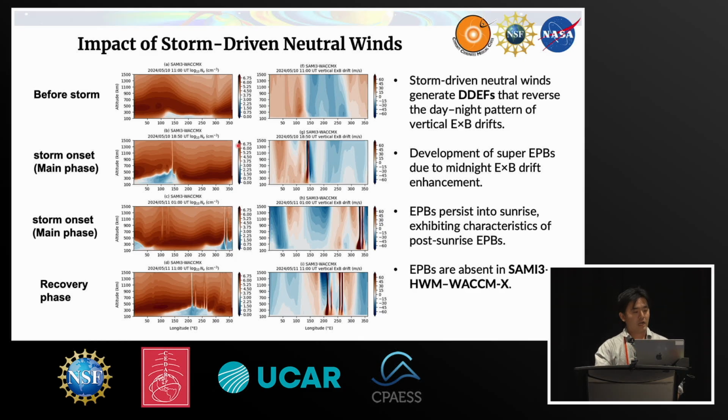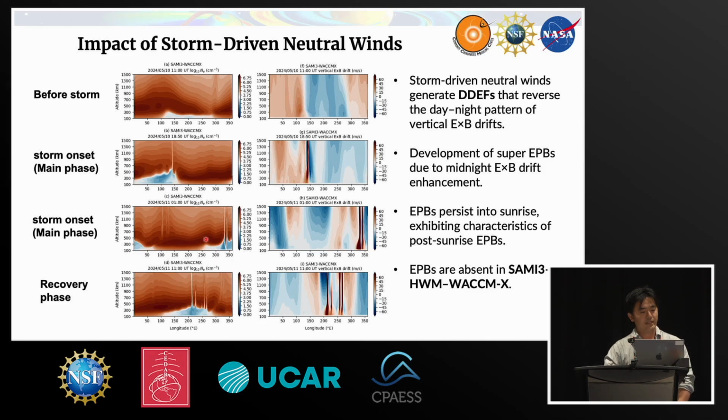The second column shows after the onset of the storm, during the main phase of the storm, and near sunrise, you can see a very clear development of super plasma bubbles before the sunrise. The interesting thing is that if you compare the vertical drift with the quiet time condition, you can see that the nighttime vertical drift becomes upward, and daytime vertical E cross B drift becomes downward. This is due to the disturbed dynamo electric field effects that cause this reversal of vertical E cross B drift.